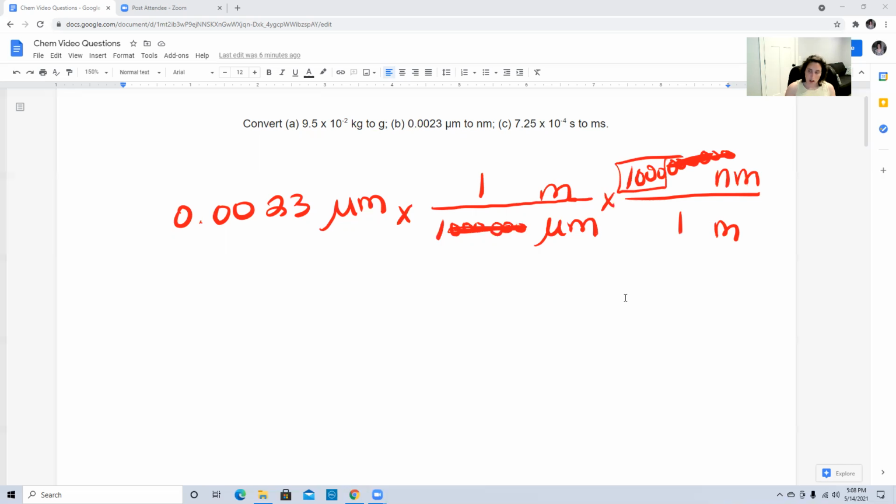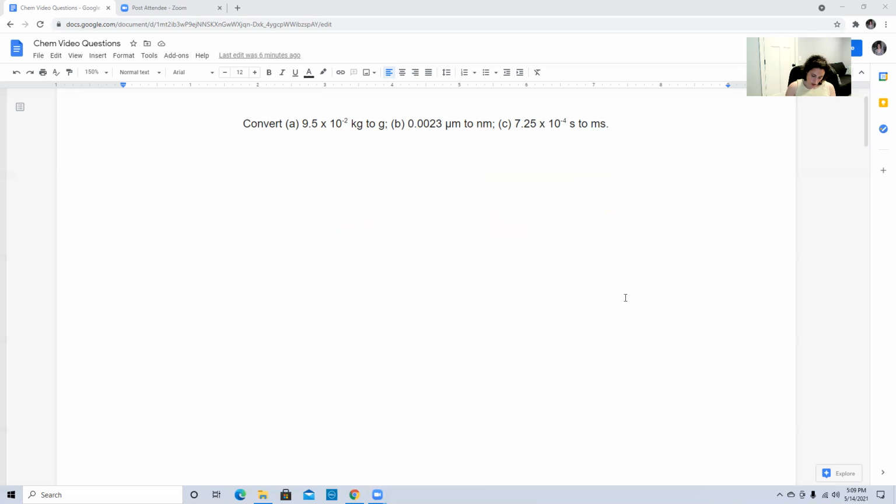And then what do you know? I'm multiplying by 1,000. Multiplying by 1,000 or looking at the number line and doing 3 jumps to the right is the same thing. 1, 2, 3. So this will be equal to 2.3 nanometers. All right, and one more. This time we'll do blue. C, 7.25 times 10 to the negative 4th seconds to milliseconds.